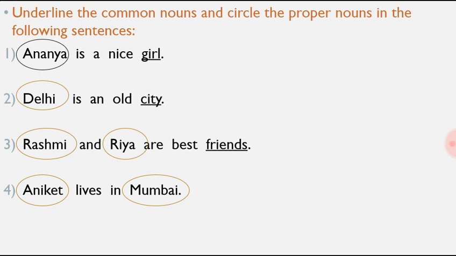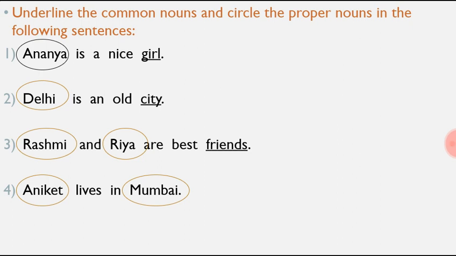Now the second sentence is Delhi is an old city. Now here Delhi is the name of a city. So here we will circle it because it is proper noun. And in this sentence city is common noun. So we have to underline it. Then after, Rashmi and Riya are best friends. So in this sentence Rashmi and Riya, these two are the names of girls. So that's why we have circled them because they are proper nouns, and friends is a common noun. So we have to underline it.